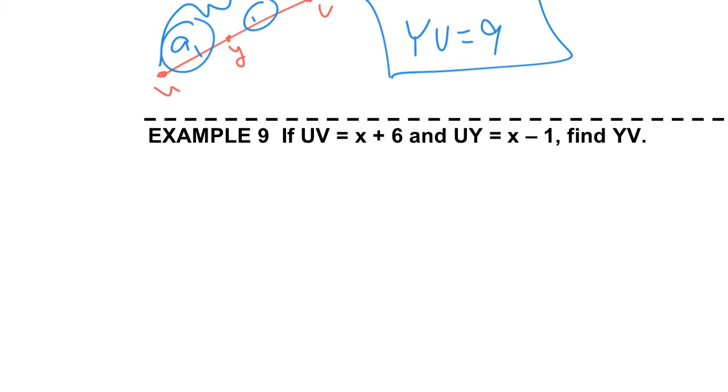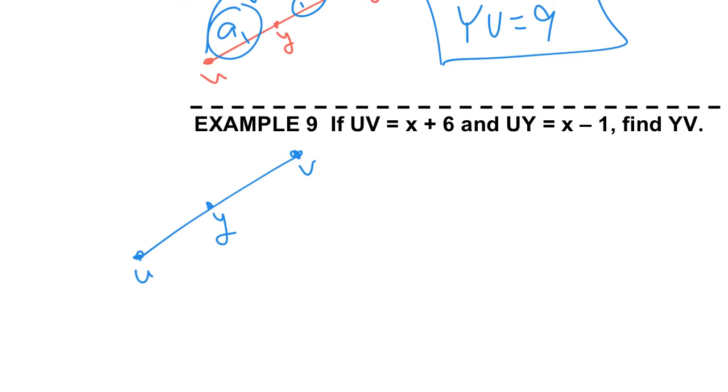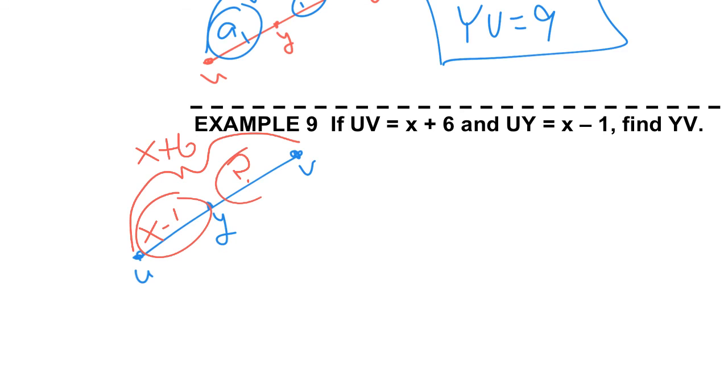Last one. Let's see. U, Y, V. It says from U to V, it is x plus 6. That is the whole thing. Make sure and label it correctly. It says from U to Y, it's x minus 1, and it's basically wanting us to find this other piece over here. This one can be a little tricky if you don't think about it right. I know that this and this are the same, right? And I know that if I added those together, it should equal that. So let's add them together. That's x minus 1 plus another x minus 1, and that equals x plus 6.